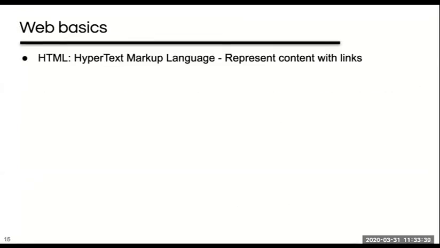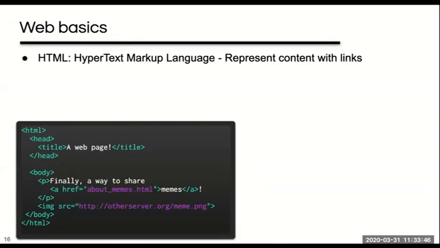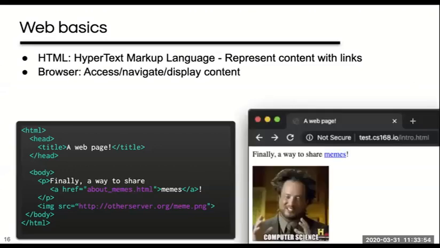So really quickly, we've got HTML, the hypertext markup language, or a way to represent content with links. So here's a tiny HTML document. You probably all know HTML. And we have a browser, which lets you access, display, and navigate content. And using HTML, your content can let you link to other content. This is what hypertext means, or more generally hypermedia, this ability to link from one piece of media to another.